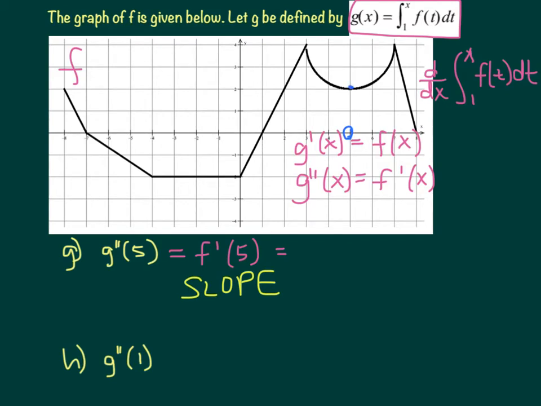So at this point right here, what would I say the slope is? Well, I would definitely say that that is a horizontal tangent. That's a local min. And so I would say that the slope here is equal to 0. And so g double prime of 5, which is the same as f prime of 5, is equal to 0. All right, I want you to pause the video and go ahead and do letter H and come up with an answer.